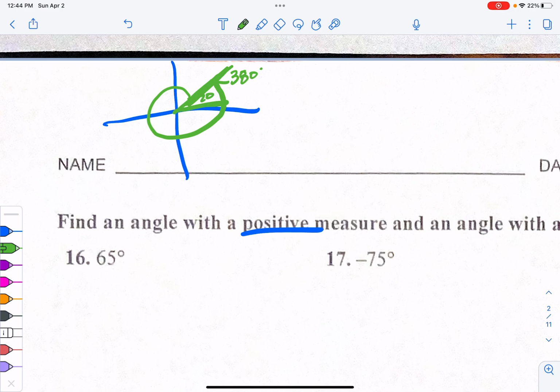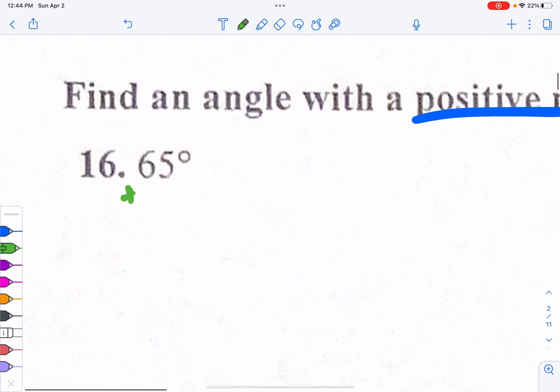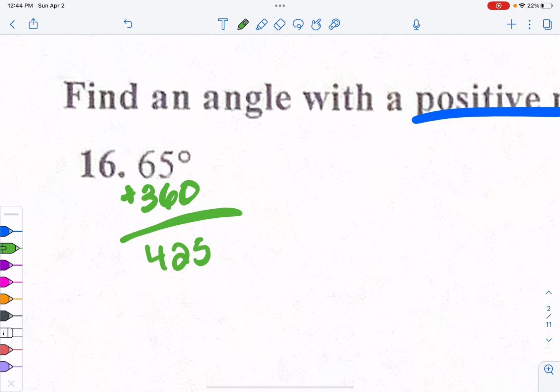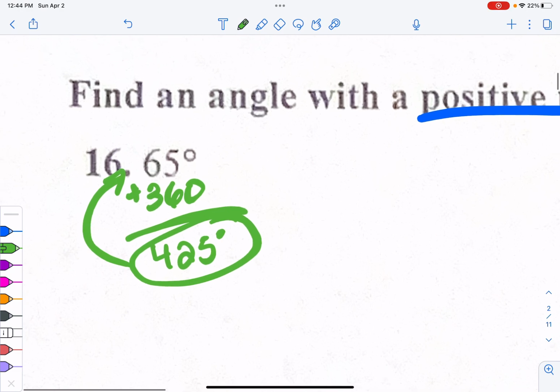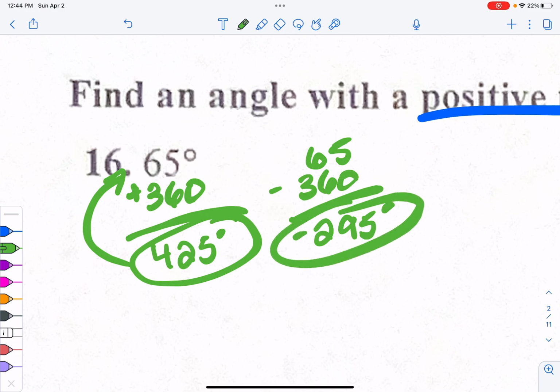So what's going to be involved with each one of these four problems, starting with 16, is that we can either add 360 degrees or subtract 360 degrees to get a coterminal angle. They just want me to do that until I find one positive, one negative. If I add 360 to 65, that gives me 425 degrees, at the same stopping place as 65 degrees. Also, if I take 65 and subtract 360, that's negative 295 degrees, a negative angle that would also stop at the same place as 65 degrees.